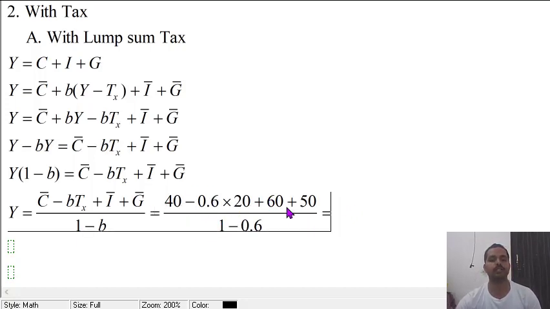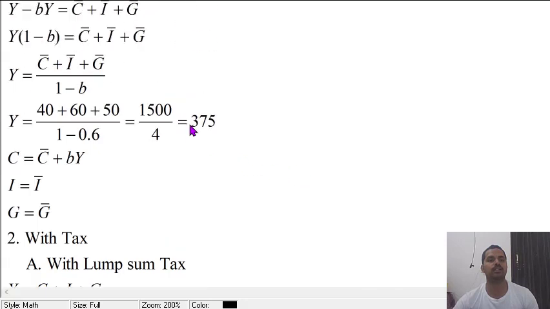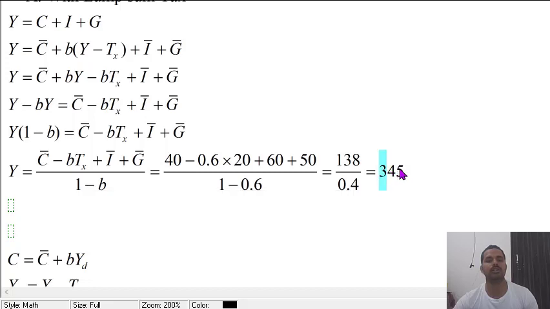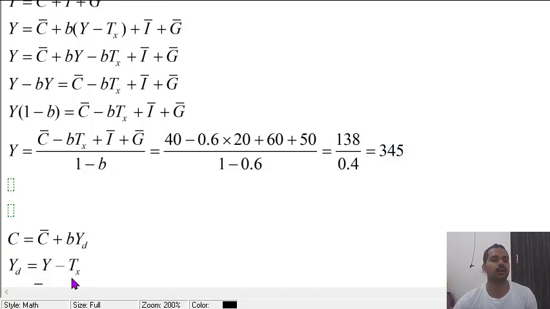So when you solve this, you get 138 by 0.4, and after solving it, you will get 345. So this is now our equilibrium national income. I think it has reduced due to taxation. Earlier we had 370 and now we have introduced taxation, so our equilibrium national income is 345. And by substituting this 345 in this consumption function, you can find this equilibrium level of consumption.